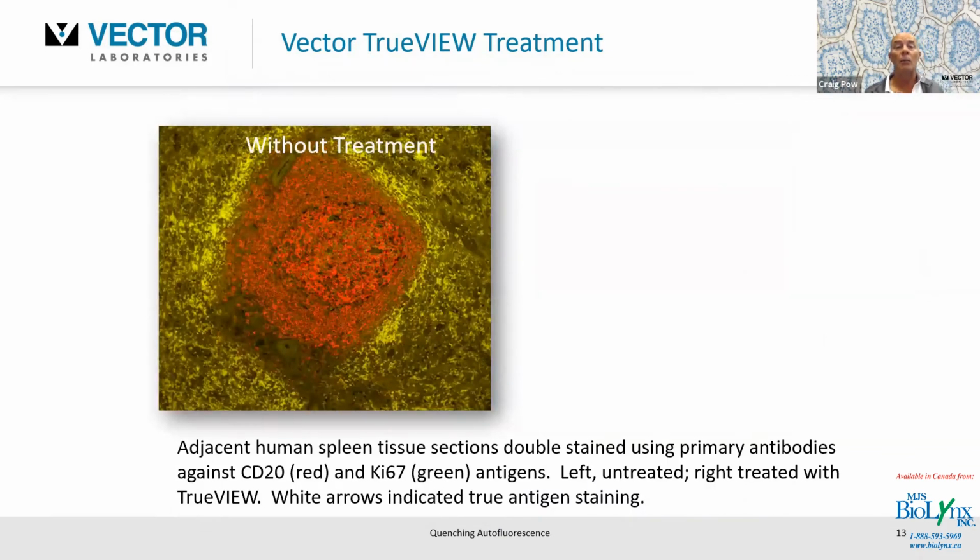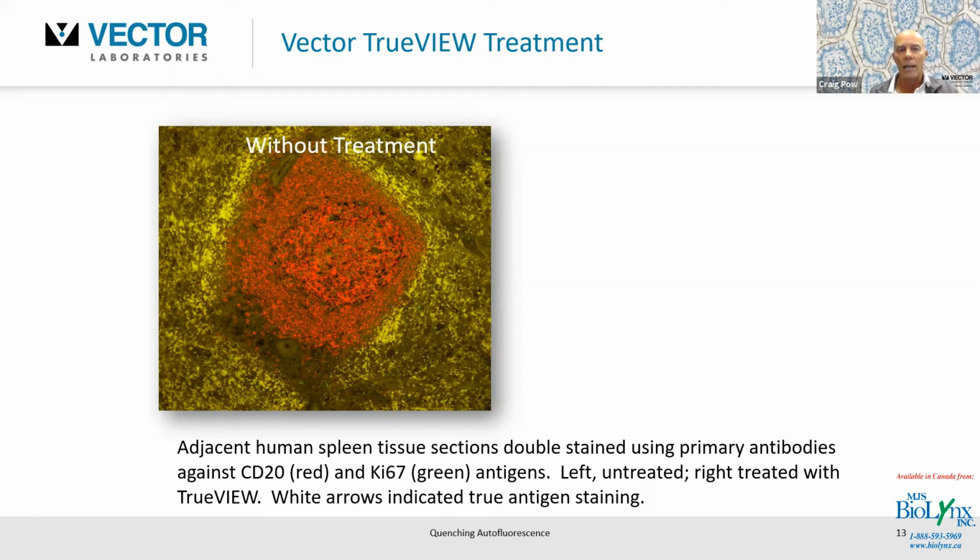Another particularly problematic tissue that some investigators work with is human spleen or spleen tissue. And this particular image here does not have any treatment for reducing autofluorescence, but it is a double stain. So this gives you an idea of the retention of that specific signal, but the drop in the background when you treat with TrueView on this next slide. But I think it's important to show these side by side.